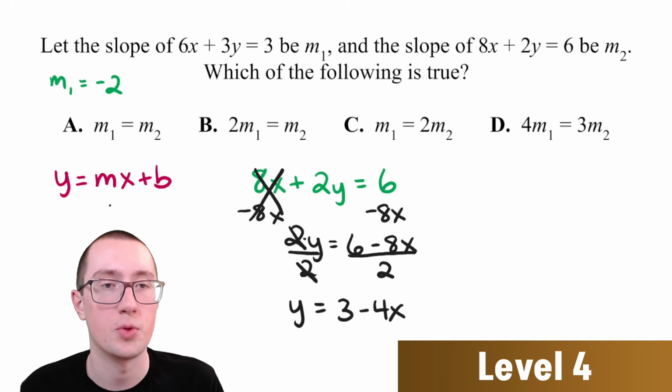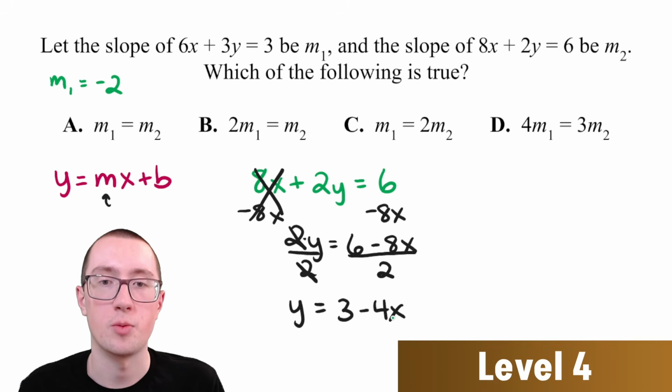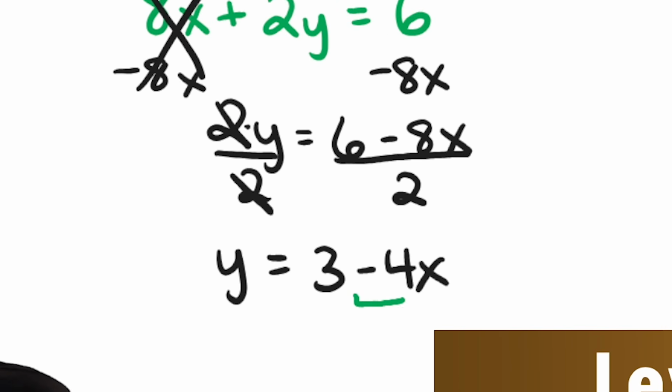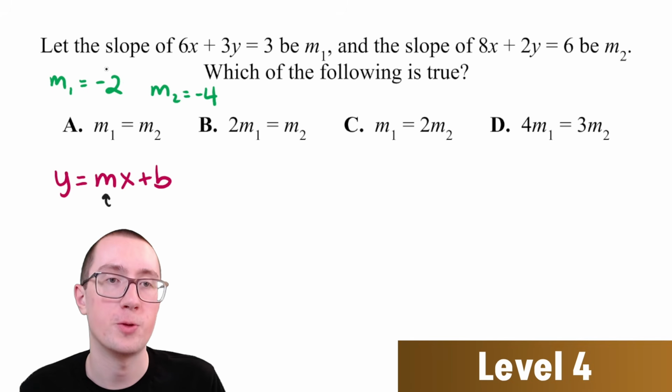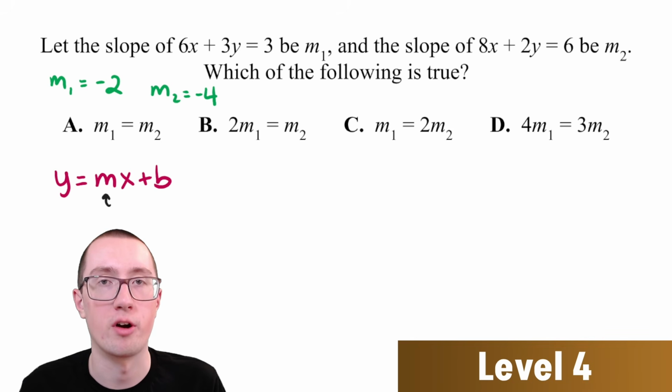The slope is the number in front of x, or m, and the number in front of x here is negative 4. So -4 is our slope. So there you go. We've determined that the first slope is -2 and the second slope is -4.